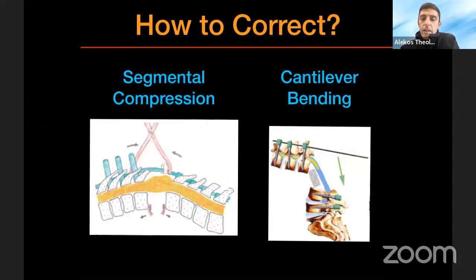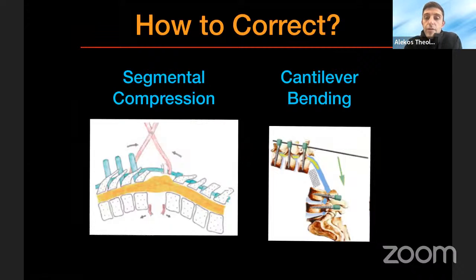Cantilever bending is a technique that is very commonly used to correct kyphosis. You fix proximally, at multiple levels above, and then you under-contour the rod and bring it down to the other side of the osteotomy. This can be done cranial to caudal or caudal to cranial.